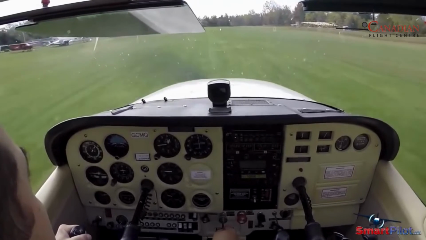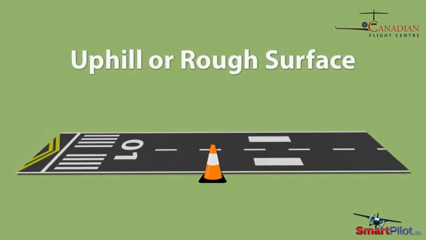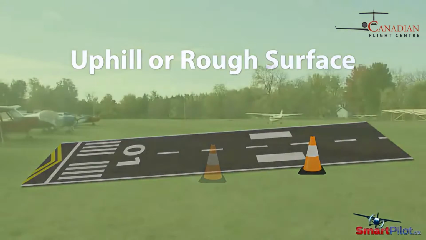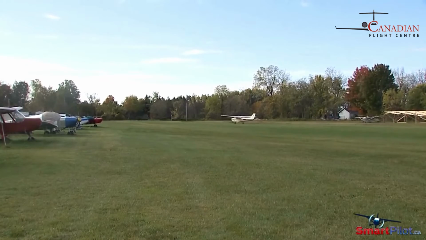the surface conditions. A slippery or downhill surface will require the abort point to move closer to the takeoff end of the runway, whereas an uphill or rough surface will allow the abort point to move further down the runway, and the surface itself will help slow the aircraft during a rejected takeoff.